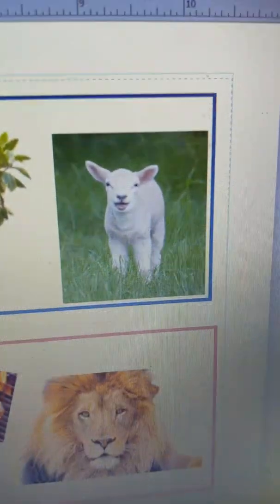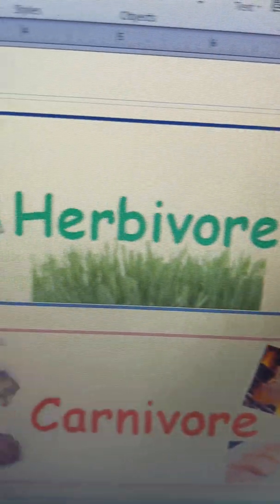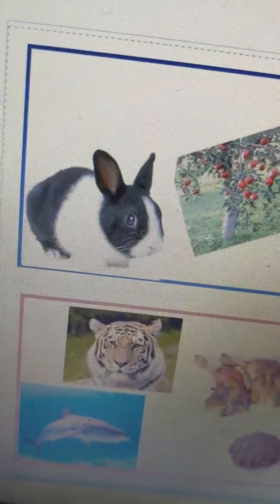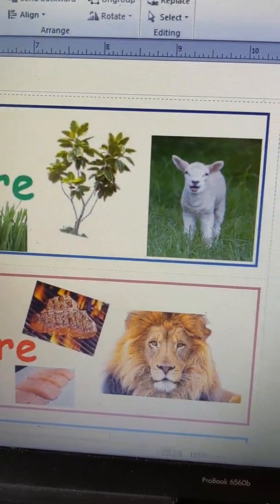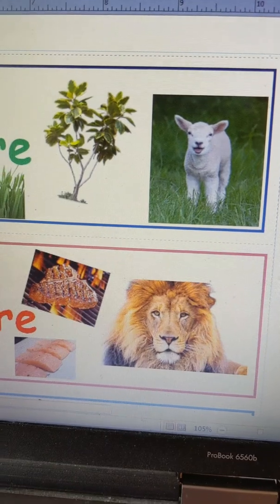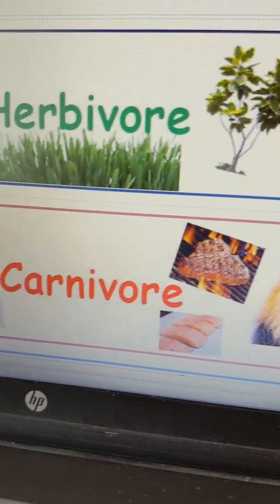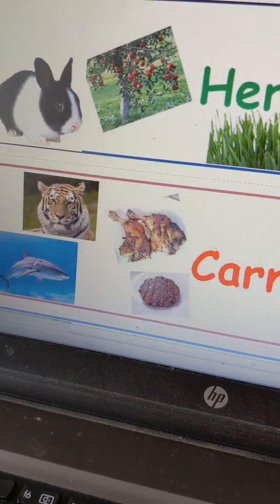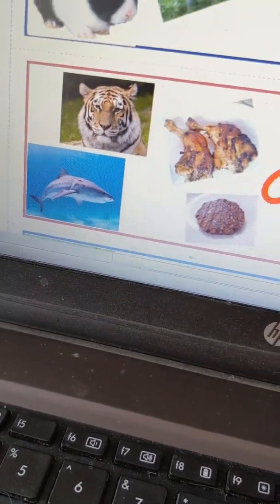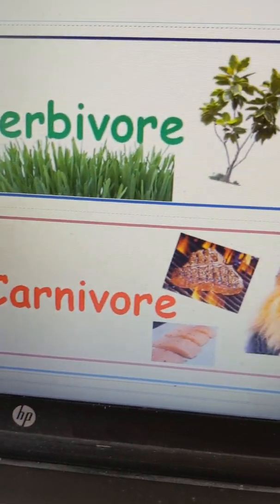Now, lambs, sheep, cows, and little bunny rabbits, what kind of teeth do they have? God made their teeth very small. They're still a little sharp if they were to get your finger, but compared to these guys, their teeth are very small and not as sharp.